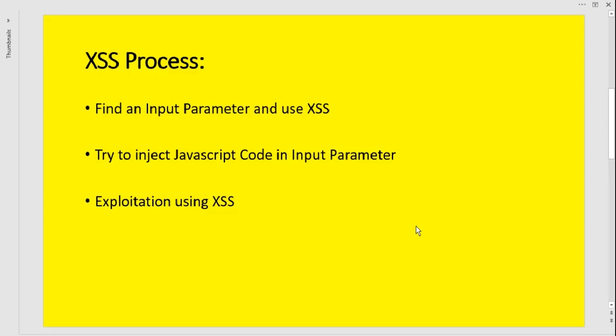So we will try to run XSS on that search bar. If we succeed, then there may be a chance that there is an XSS vulnerability on that web page. To make sure, we will move on to the next step, which is to try to inject JavaScript code into that input parameter. If we succeed, then there must be an XSS vulnerability. So we will go for the exploitation using XSS.